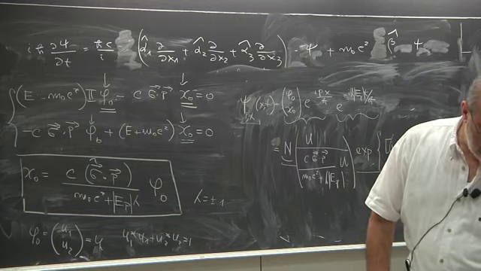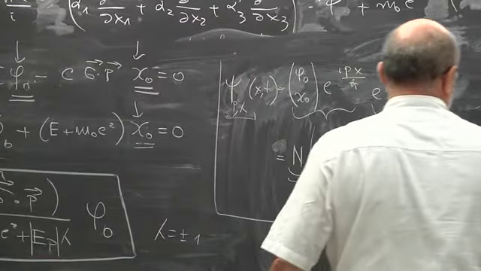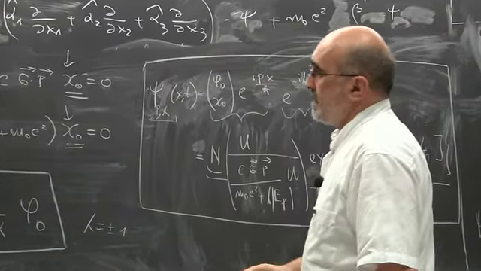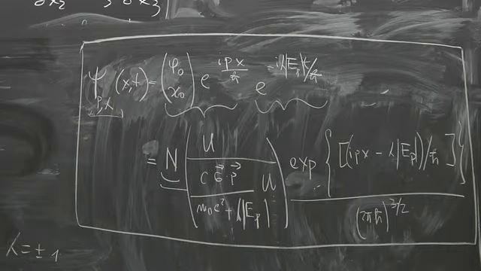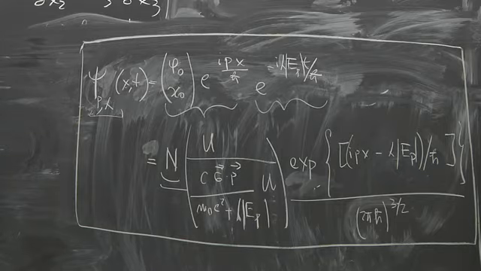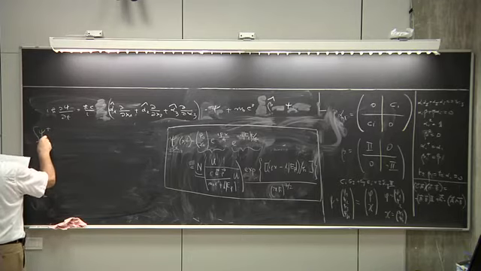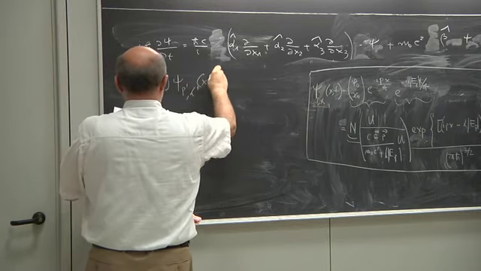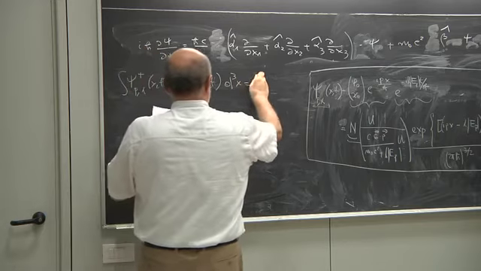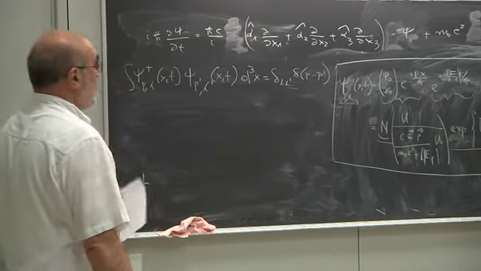Good. Now, let's find N. So this is the solution. Now I want to normalize this, and I want to find N. Well, what does it mean to normalize? It means the following: psi dagger p lambda x t, psi p prime lambda prime x t, in d3x, we want that to be delta lambda lambda prime delta p minus p prime. This means normalized. These are the quantum numbers.